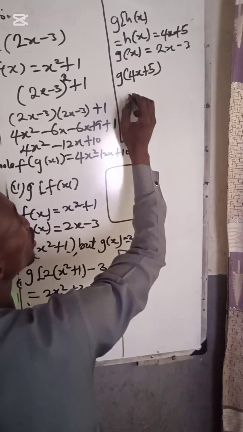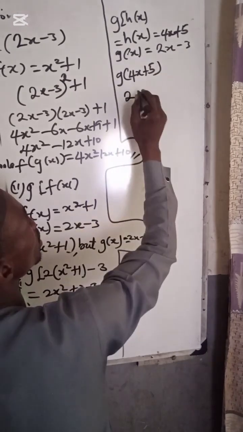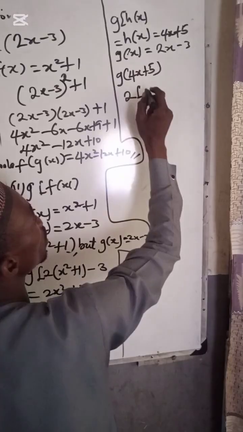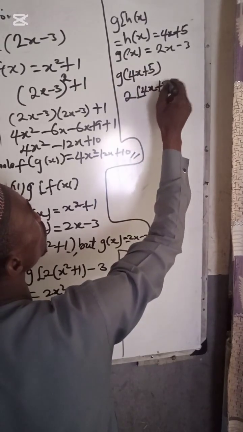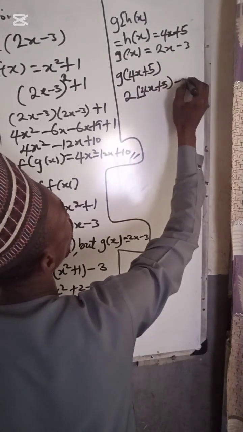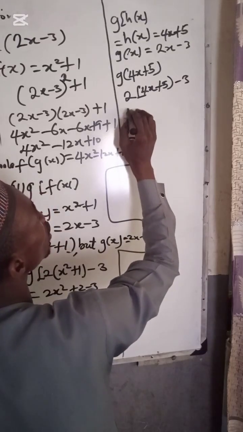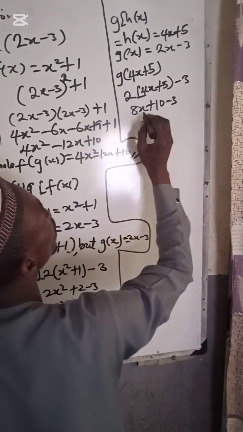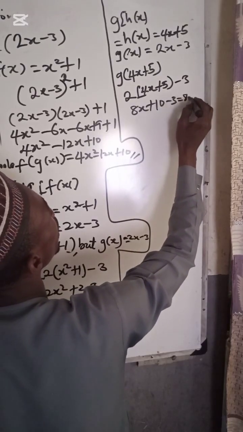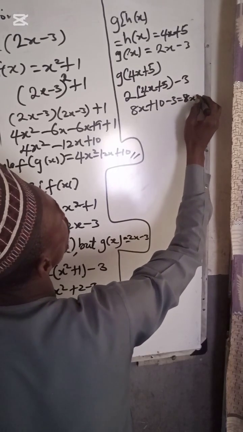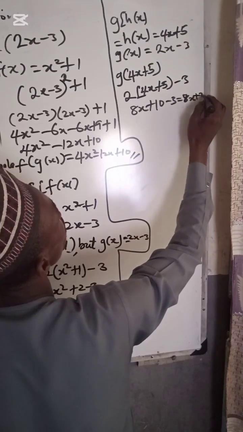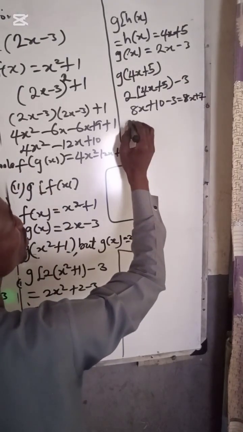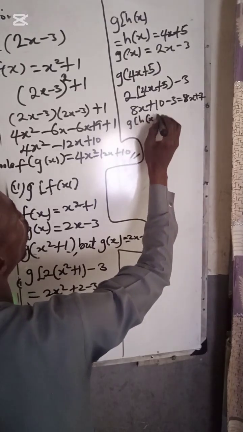Now we have 2, this 2x, where this x is now replaced with this 4x plus 5. Then minus 3. So we now have 2 times 4x, 8x, plus 10, minus 3, which will give us 8x plus 7. This is g of h of x.